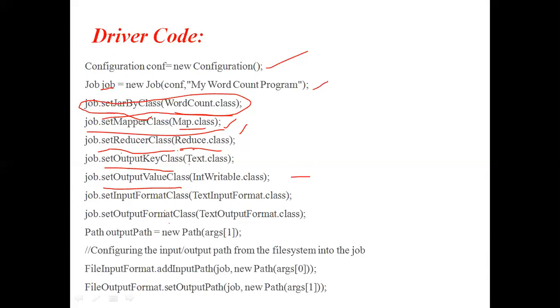The output key class will decide in which format the output keys are displayed. We want the output keys in the form of text dot class, text format, string class format. Similarly, in which format we want the output values? Int writable dot class. That means we want the output values as integers, keys as text.